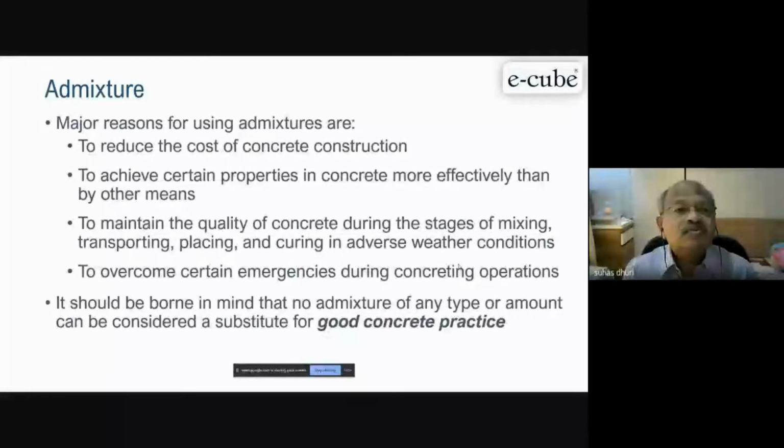Now, one thing one has to remember always as a civil engineer: admixture is not a substitute for good concrete practices. As a civil engineer, as an executing agency, you must always remember, though it has huge advantages, that is no substitute for good concrete practice. You have to adhere to those practices, and then, keeping that in mind, you take advantage of this material to get better benefit in the concrete, both fresh and hardened stage, to get better performance.